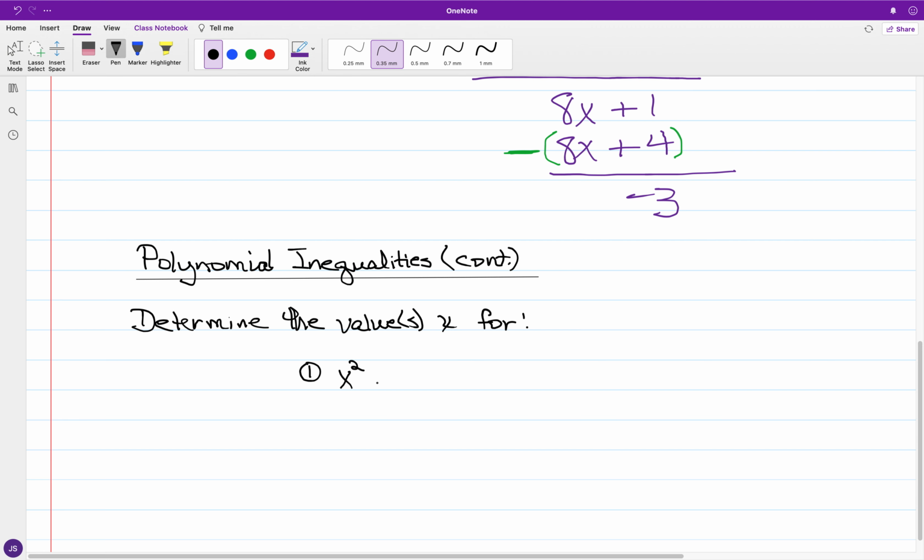Say we have x squared plus 6x is equal to 16. And I'll say that I have x squared plus 6x is less than 16. And I have x squared plus 6x is less than or equal to 16.